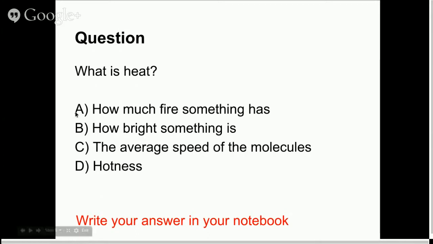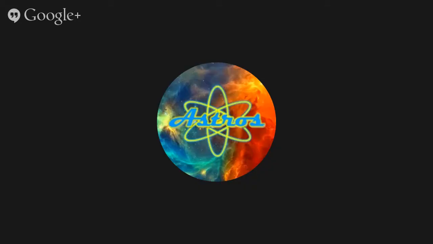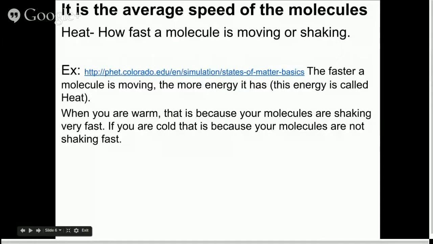All right, the correct answer is C, the average speed of the molecules in an object. So if an object has faster molecules, then it has more heat. If it has slower molecules, then it has less heat. So heat is just how fast a molecule is moving or shaking. The faster it's moving, the more energy it has. This energy is called heat. When you're warm, that's because your molecules are moving very fast. If you're cold, not shaking very fast.